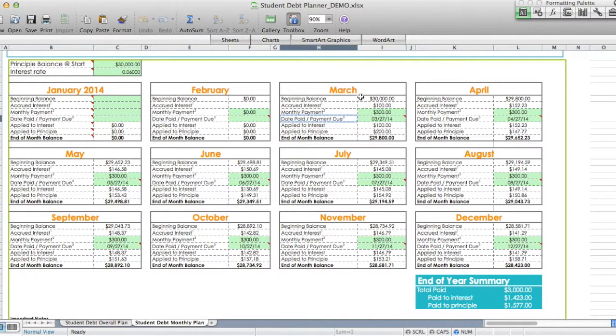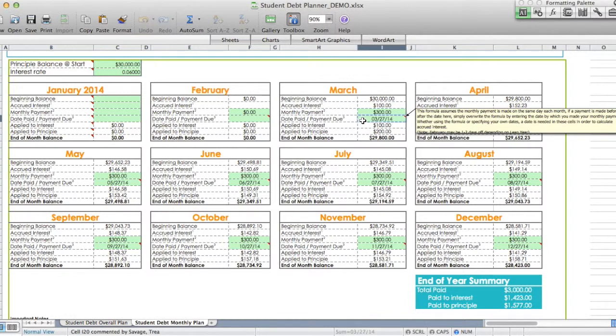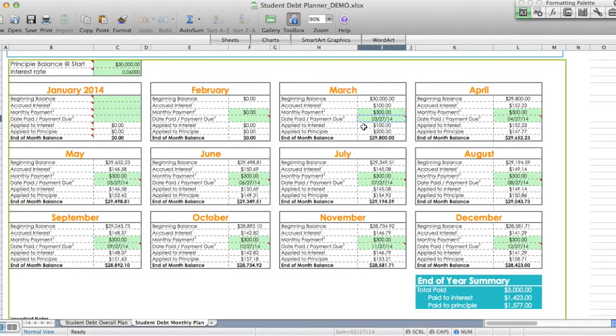So just to again reiterate everything, I checked my balance on 3/27, today's date, and saw that there was $30,000 in my account. I also saw on my lender's website that $100 had accrued in interest. I made my payment on 3/27 of $300. Of that $300, $100 had been applied to interest because that's the amount that had accrued. And the rest of that $300 went to my principal balance, leaving me with an end of the month balance of $29,800.